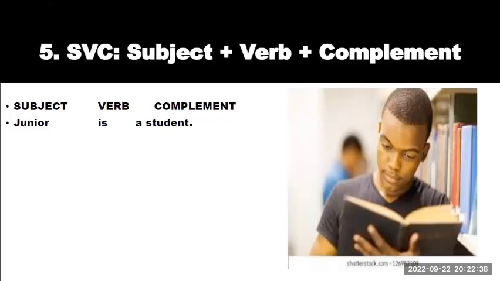A noun phrase is a naming group of words. A noun is a naming word. And so a noun or a noun phrase can be the complement. When we look at Junior is a student, it tells us more about Junior. Okay, and what the complement does is that the complement completes the meaning of the sentence. If we say Junior is, and we stop there, the listener will ask us a question.